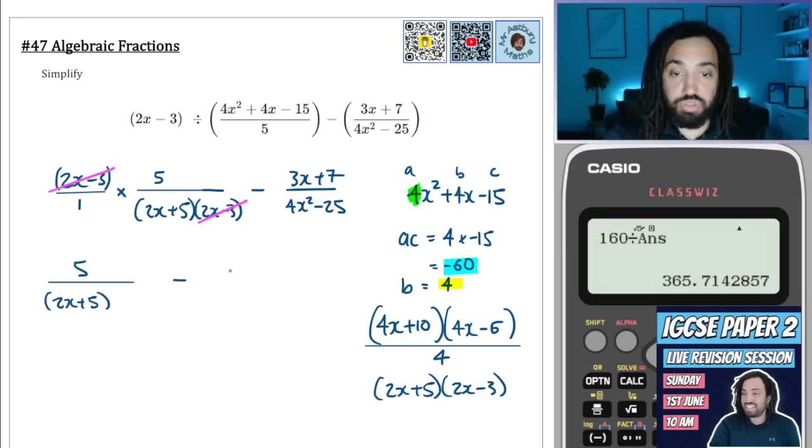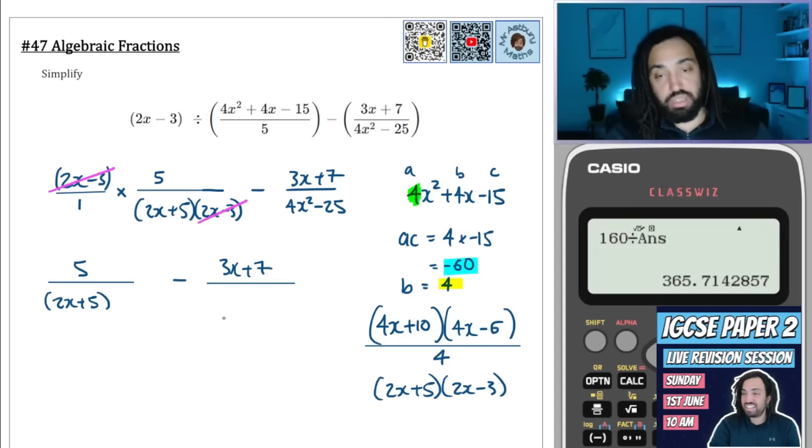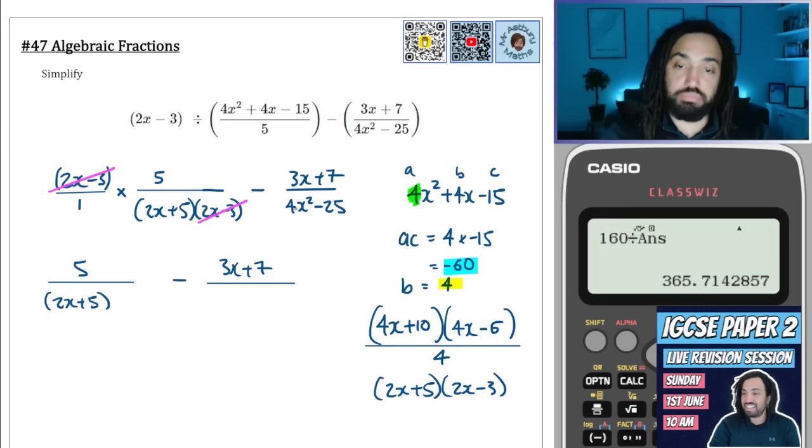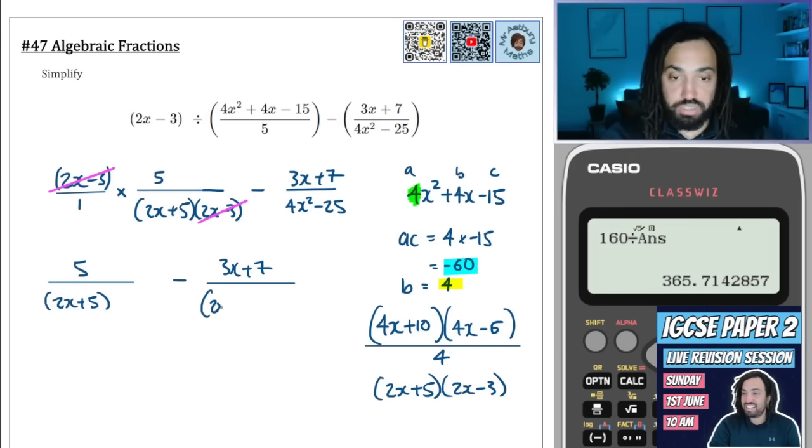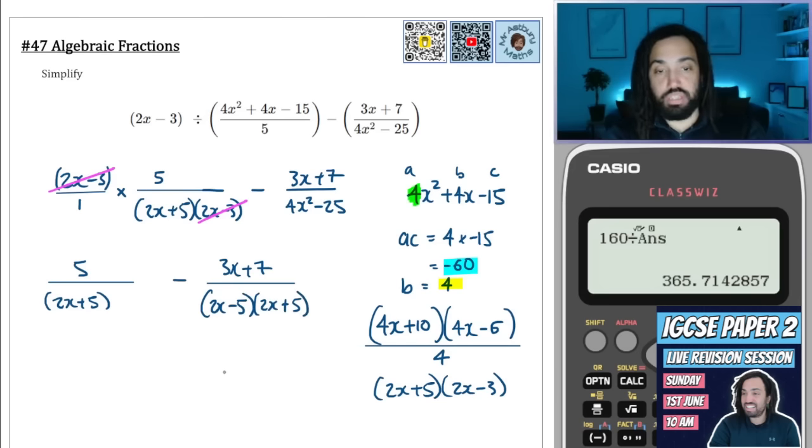And then we're going to subtract 3x plus 7 over, and we're going to factorise this. That's the difference of two squares, because both of these two are squares, and the difference part means because there's a minus sign there. So we take the square root of each, and we write one bracket with a minus and one bracket with a plus.